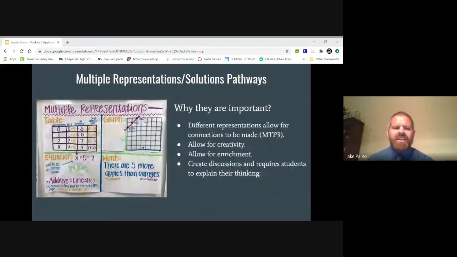Now, the next strategy is make kids represent math multiple ways. Make kids solve problems in multiple ways. This is very important because different representations allow for connections to be made. This is teaching practice number 3.